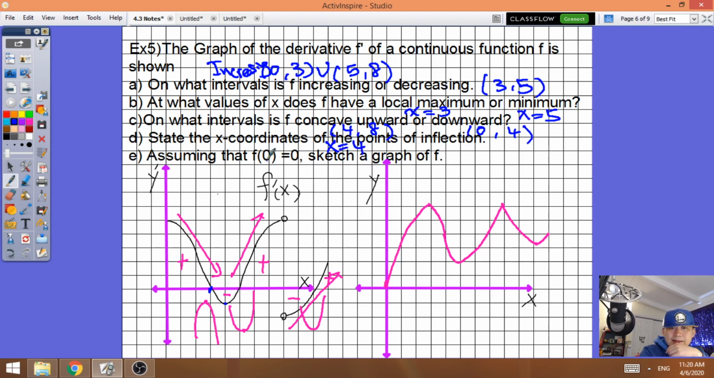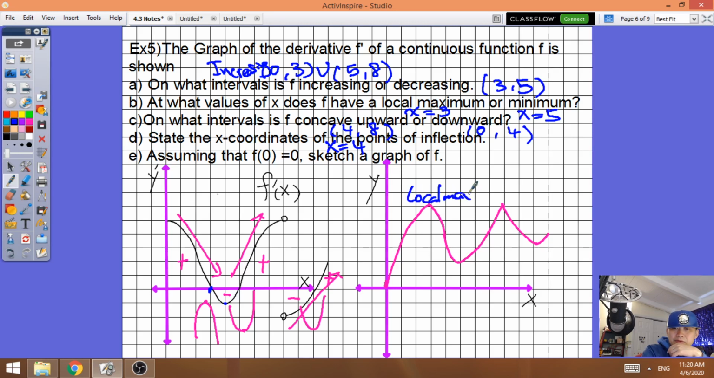And then assume that f of 0 equals 0. Sketch the graph of f. We do know that this part is positive, negative, positive. So it's increasing from 0 to 3, and then from 3 to 5 it's decreasing. That means at 3 right here, there's a local max.